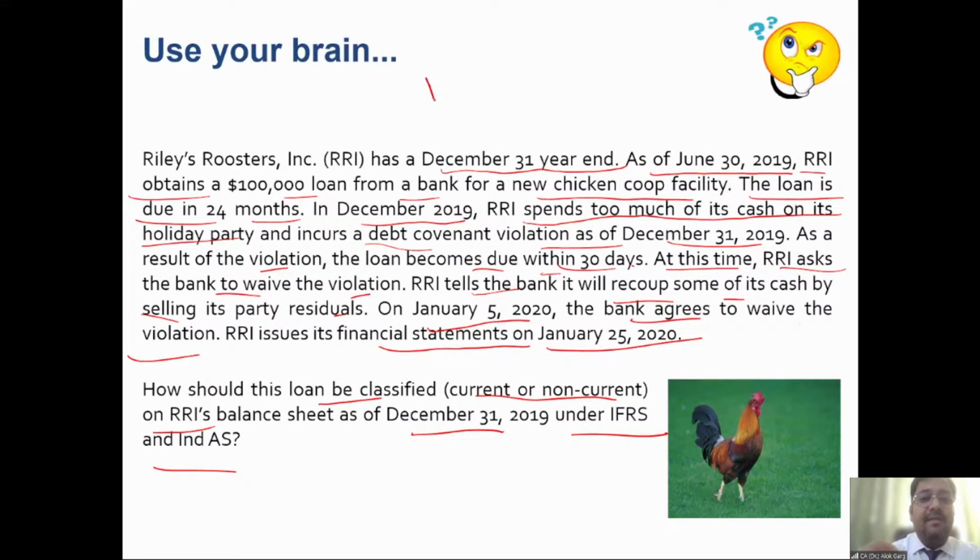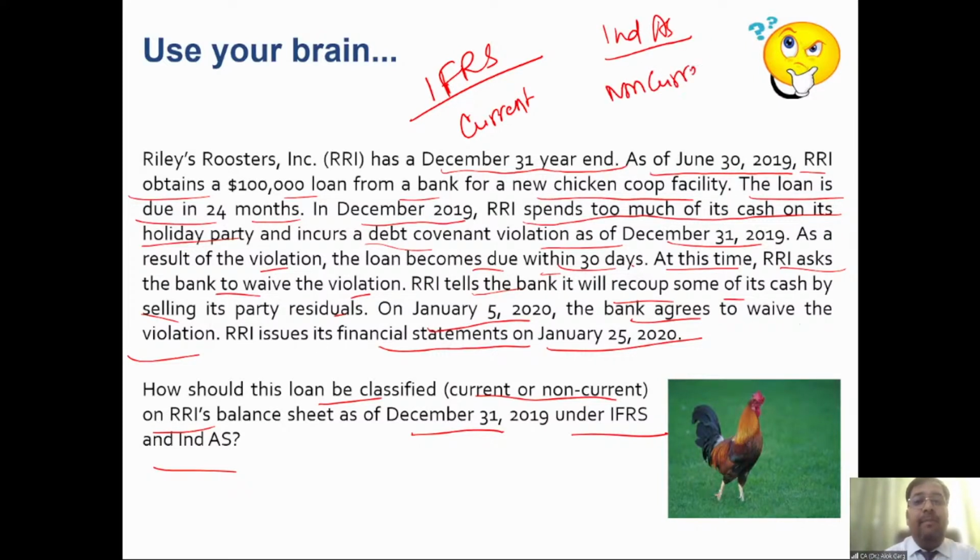In IFRS, since it will not be considered as an adjusting event, it will be considered as a non-adjusting event. In IFRS, it will be current. In Ind AS, since the original classification was non-current and the bank has also agreed not to demand the payment, it will continue as non-current. Why? It will be considered as an adjusting event, right? Is it clear?